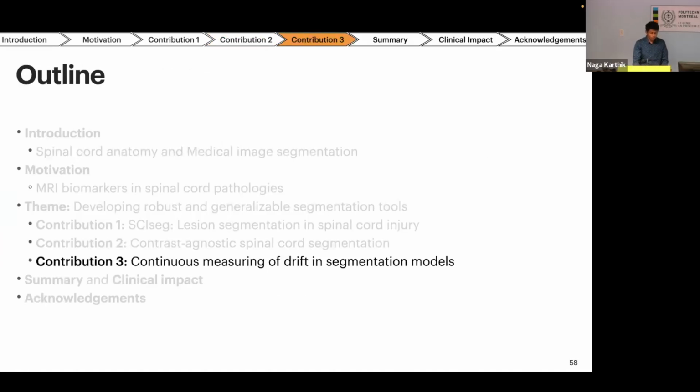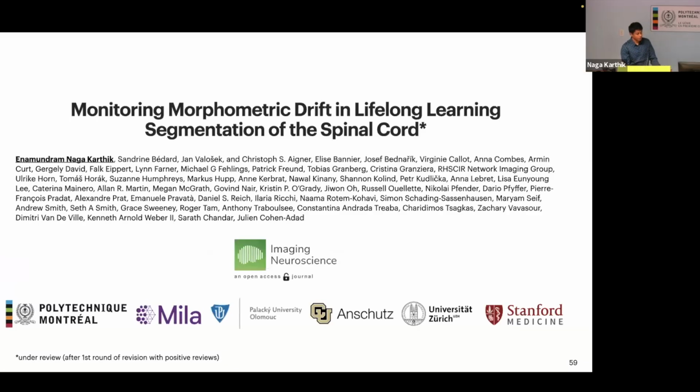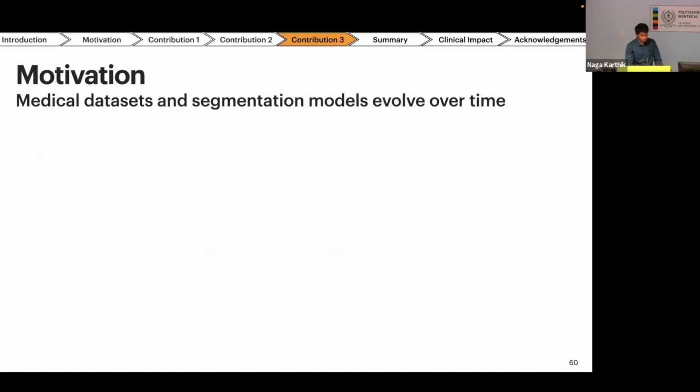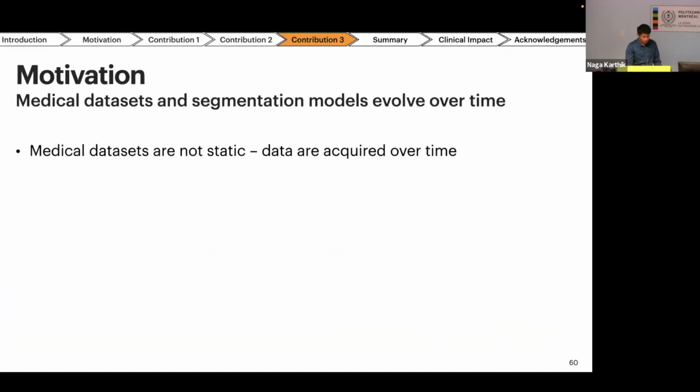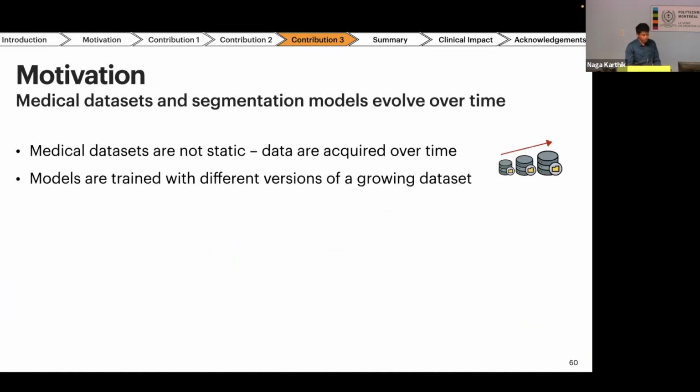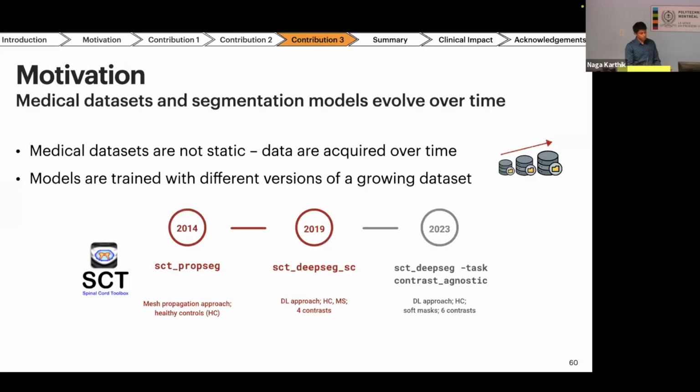Okay, so moving on to the third work. This is titled Monitoring Morphometric Drift in Lifelong Learning Segmentation of the Spinal Cord. This is currently under review at the Imaging Neuroscience Journal. Okay, so we observed that medical data sets are not static. They typically grow over time as more data are acquired, and models are trained with different versions of a growing data set.